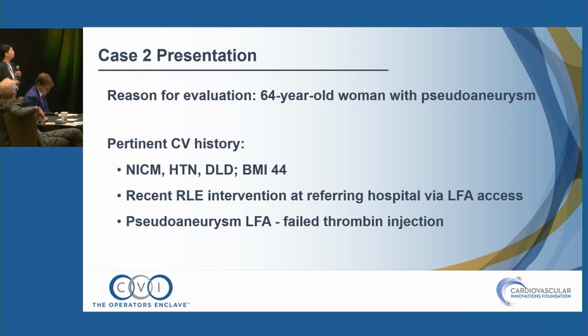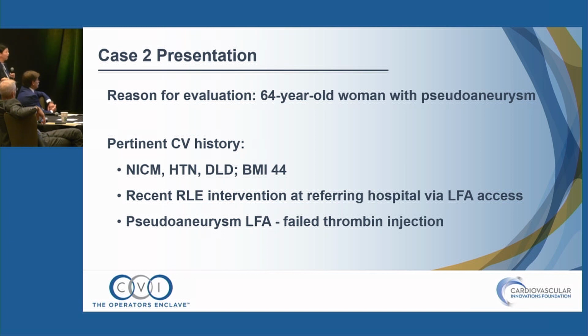Second day's presentation, this will be a little faster. A 64-year-old woman had a pseudoaneurysm. This is hot off the press. I just did this case right before flying here. She has non-ischemic cardiomyopathy with an EF of 35%. She's hypertensive and has dyslipidemia, BMI of 44. And you'll see that actually comes into play in this case.